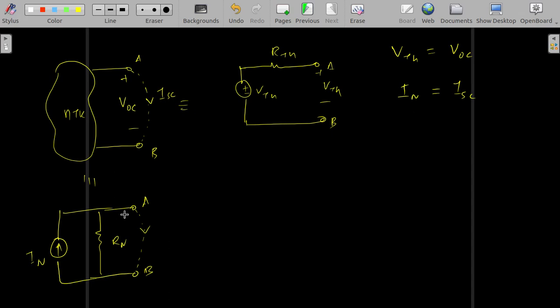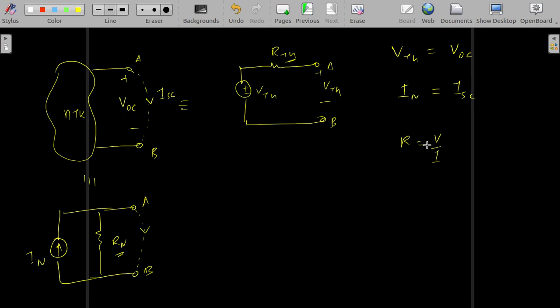Now we have to find two things, right? RN and RTH. So in fact, for any network, how do you find the resistance across any terminal? How is it defined? It is defined as V equal to IR, R equal to V by I, right? Again, the same thing happens here. We have to find the ratio of voltage to current across this terminal. That is how we find the resistance.